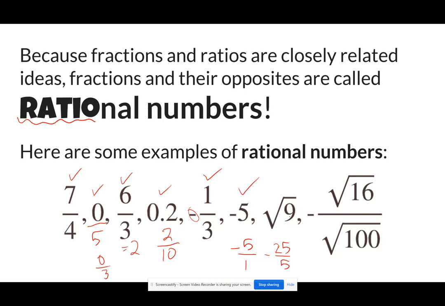The square root of 9. We learned last week that the square root means a number that is multiplied by itself. So the square root of 9 is equal to 3. So that is also, again, a rational number. Here we have a fraction of negative square root of 16 over square root of 100. So that could be simplified to be -4 over 10. So again, a fraction that is a rational number.